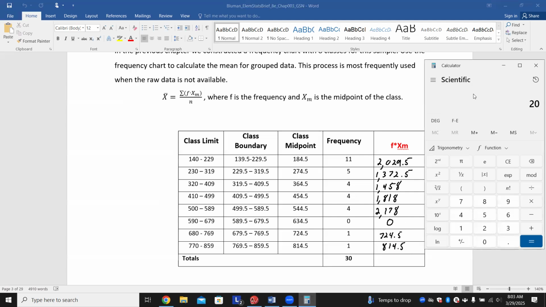All right, my next step is to now add all of those numbers up. So I'm going to go 2029.5 plus 1372.5 plus 1458 plus 1818 plus 2178 plus 724.5 plus 814.5. All right, so then we get a grand total of 10,395.